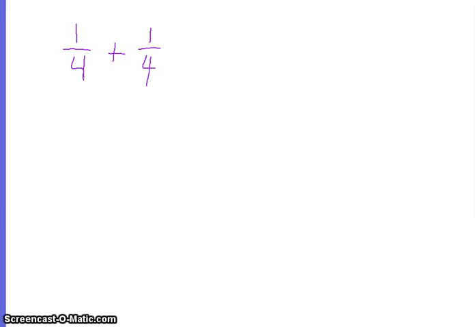So when adding fractions, your denominator has to be the same. If your denominator is already the same, all you do is your denominator stays the same for your answer, and you add your top two numbers. 1 plus 1 is 2, and your answer is 2 fourths.